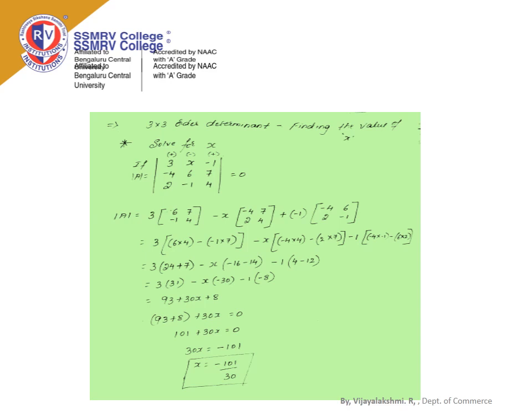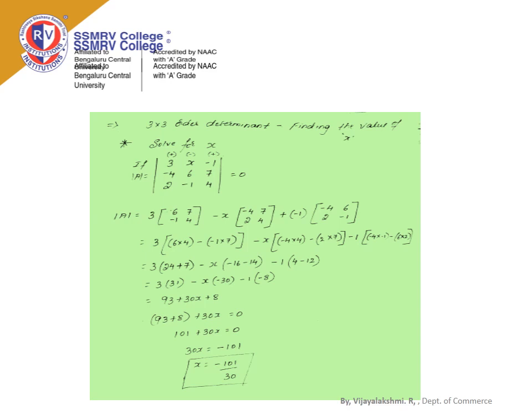Here we are given the other type of problem. In this problem, you have a 3 by 3 order, that is, solve for x. You need to find the value of x, where determinant A is equal to the determinant 3, x, minus 1, minus 4, 6, 7, 2, minus 1, 4, which is equal to 0. Let us find the value of x.